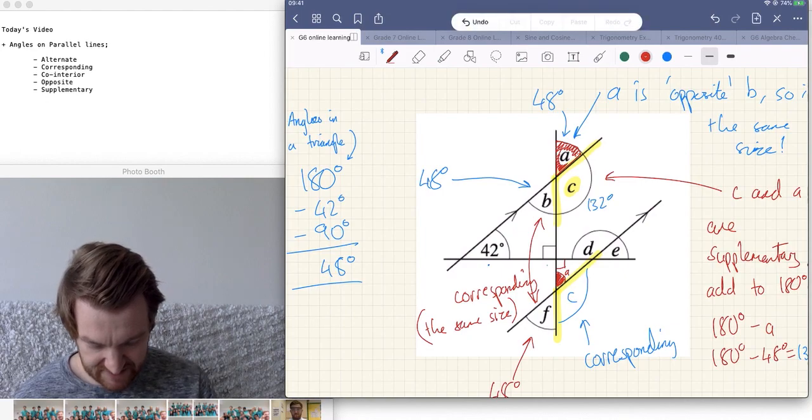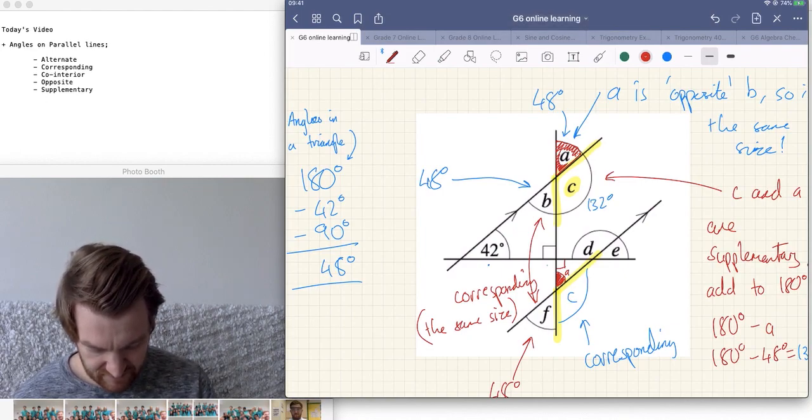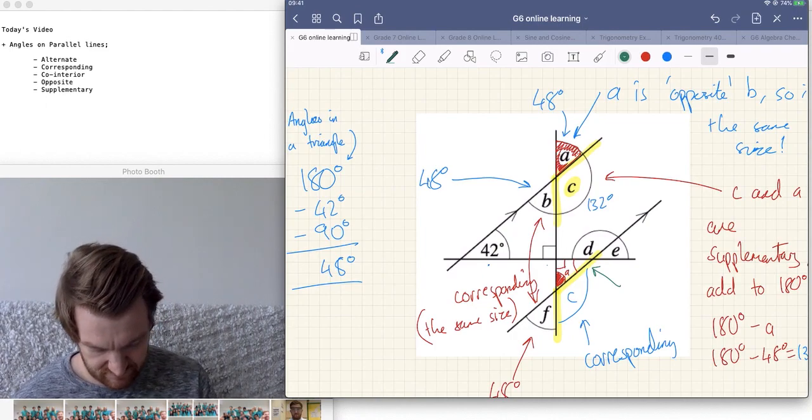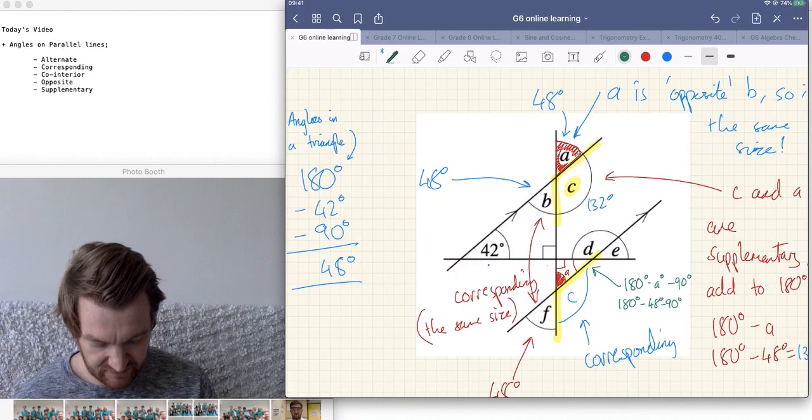If this is A and this is 90 degrees, well, this one here, getting a bit small now, well, this one must be 180 minus A minus, well, 180 minus the 90 degrees in the corner. We know that A is 48 degrees. Minus those, 138 leaves us with 42 degrees. So this one here is 42.